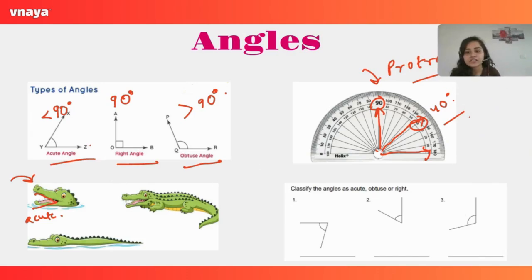All right. You can see some of the questions right here. You have to classify the angles, whether it is acute, obtuse, or right angle. Talking about this one, it's going to be an acute angle for sure. The other two I'm going to leave for you. I hope you're going to give me the answers.